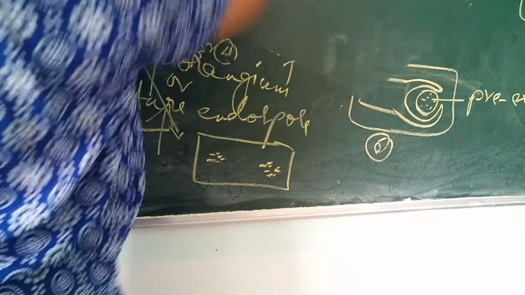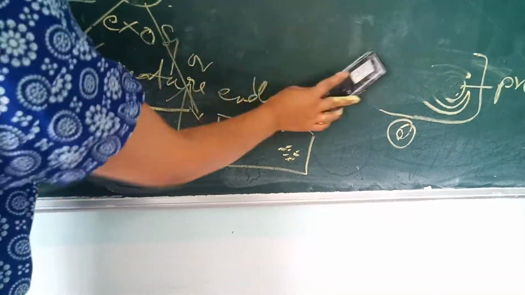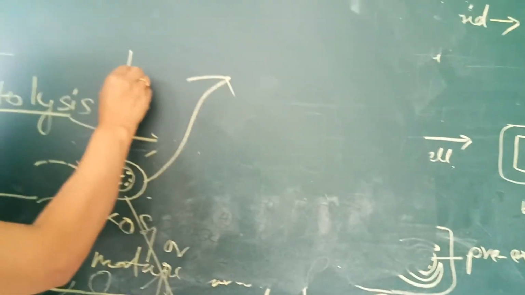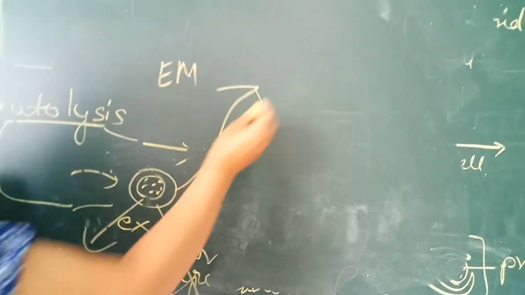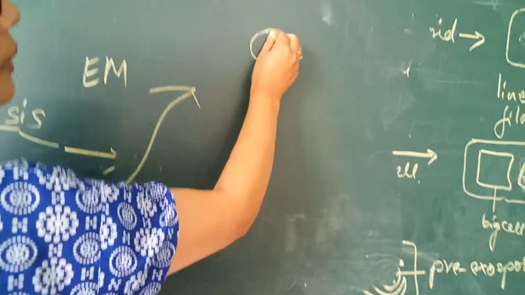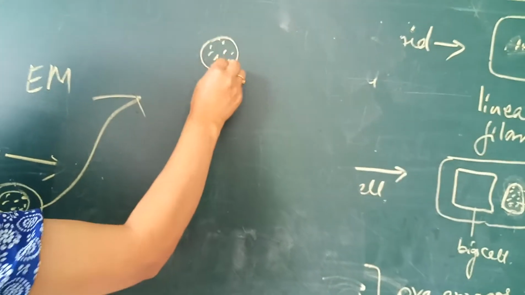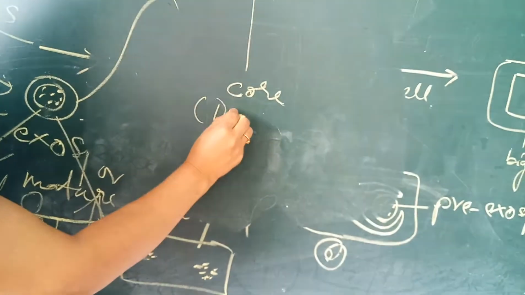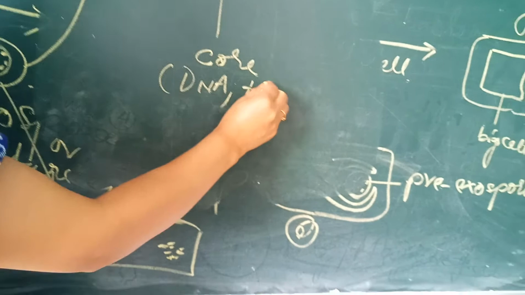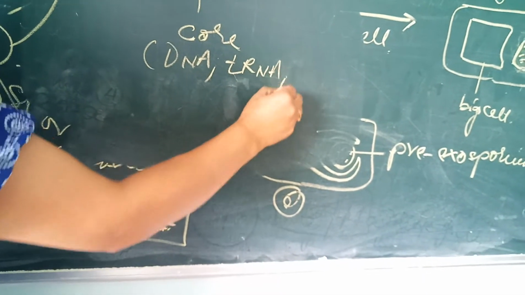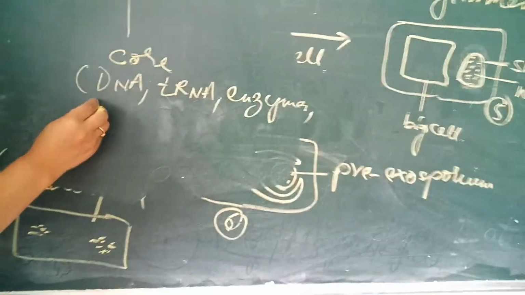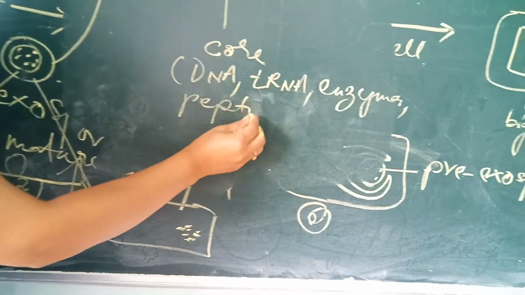That's why, okay, if you take this endospore and see under the electron microscope, it is composed of a core. That is a core. What is inside the core? DNA. What else? tRNA. Again, what is needed? Enzymes. Okay. And the peptidoglycan.